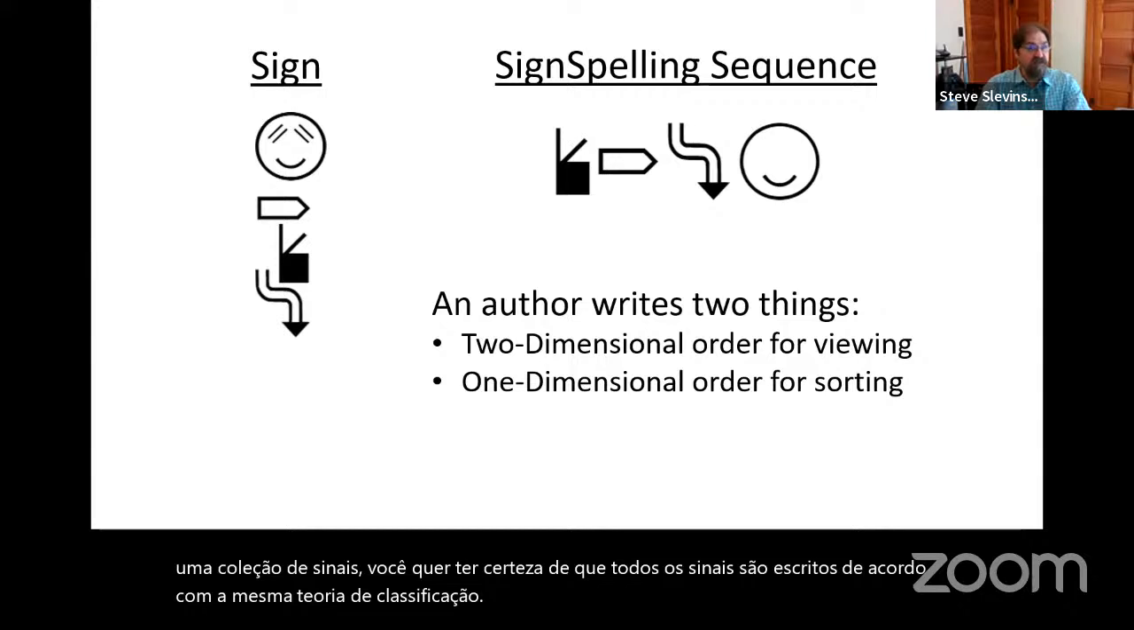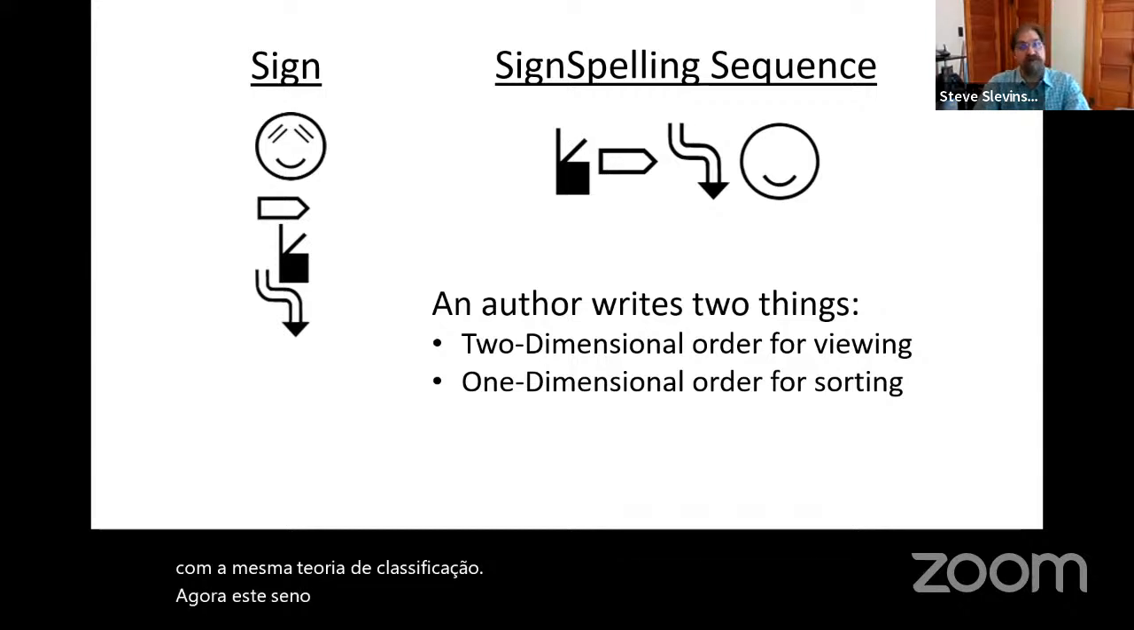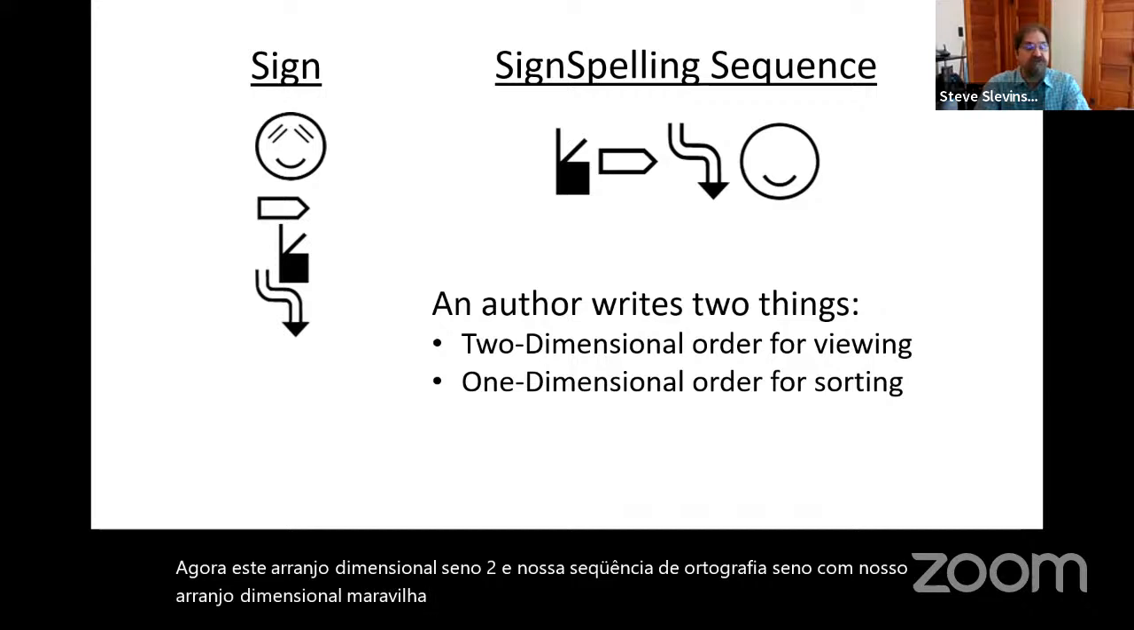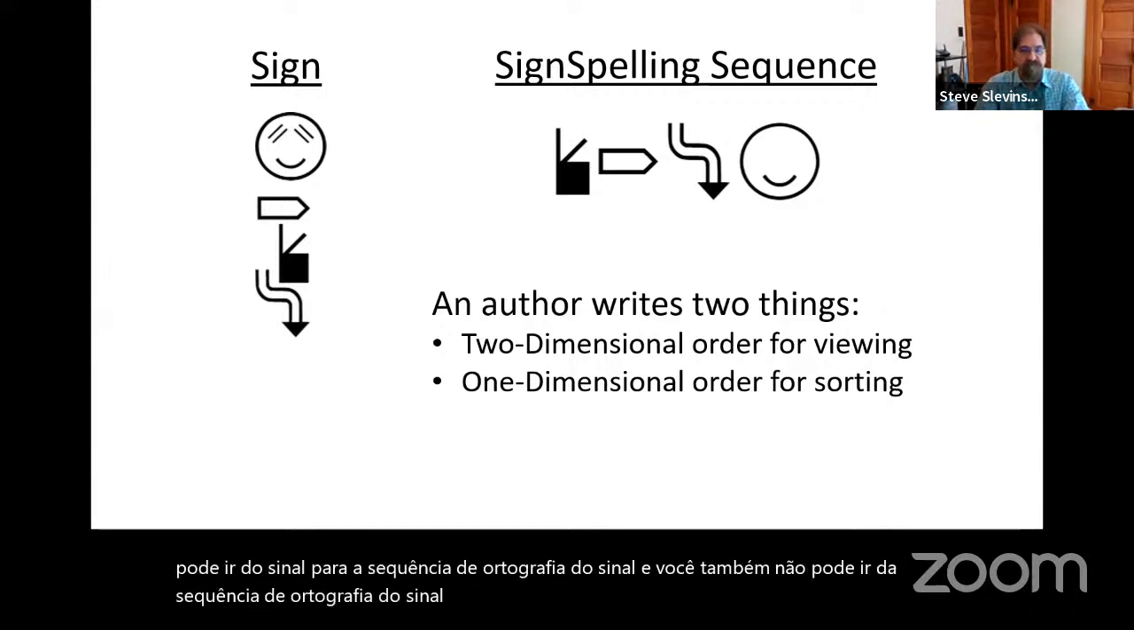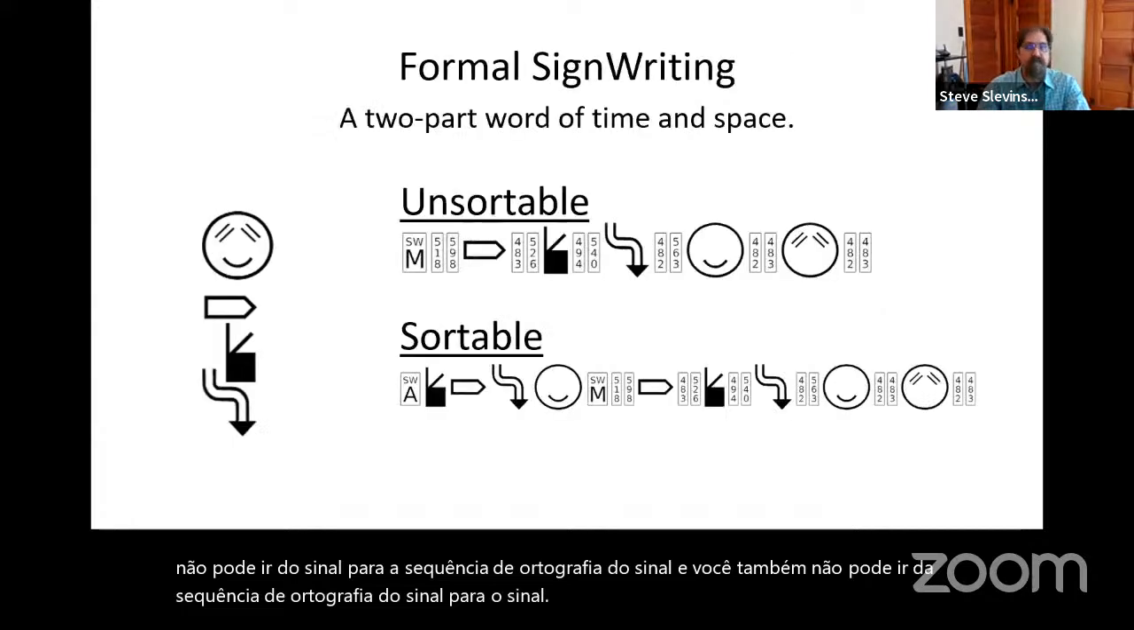Now, this sign two-dimensional arrangement and our sign spelling sequence with our one-dimensional arrangement, they contain different amounts of information. And you cannot go from the sign to the sign spelling sequence. And you can also not go from the sign spelling sequence to the sign.